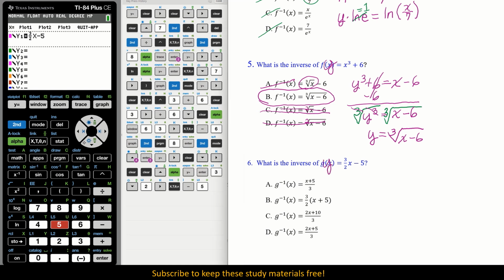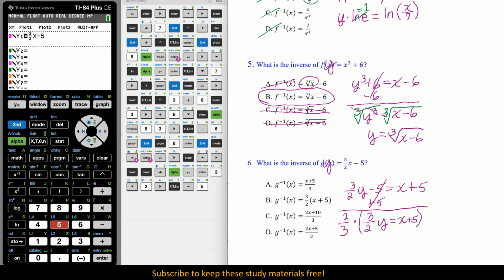Now I'm going to wait before I enter in our selection because I need to see what that will be. Well, remember, that's y. So we have 3 over 2y minus 5 equals x. Now we solve for y. So we need plus 5 on both sides. We get rid of this. Now we have 3 over 2y equals x plus 5. Okay, what do we need to do? We need to multiply both sides by the reciprocal of 2 over 3.